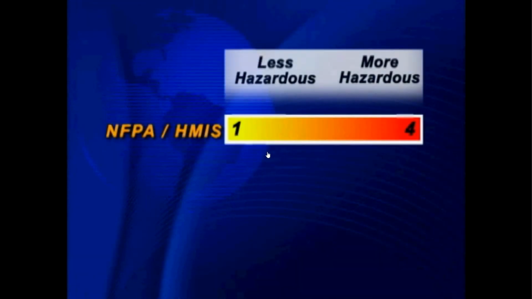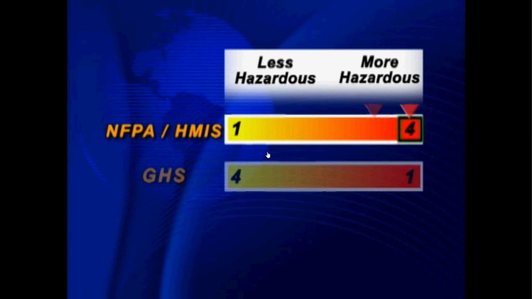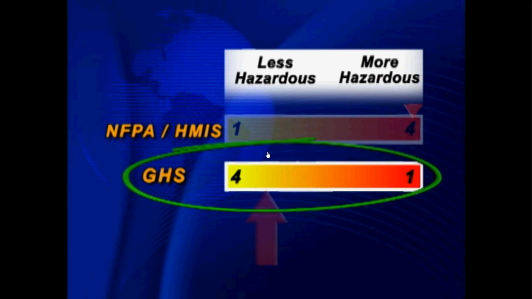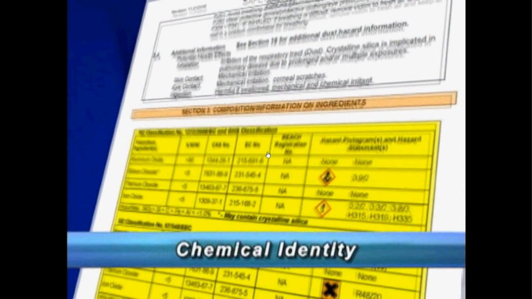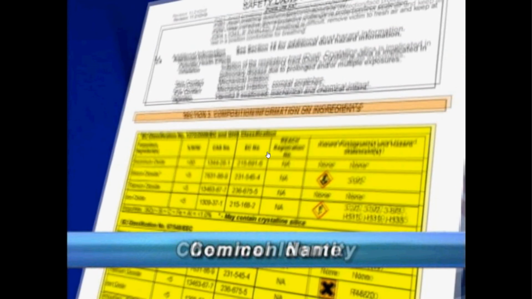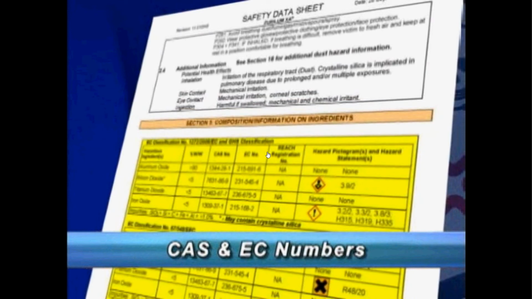By the way, if you're familiar with the NFPA HMIS system of classification, you may have noticed a difference here. Under the old system, hazardous chemicals were ranked from 1 to 4, with the higher numbers indicating a more severe hazard. Under the GHS, however, the classifications go in the opposite direction. Level 4 is less hazardous, Level 1 more hazardous. In Section 3, the material's chemical identity is listed, along with its common name, and such identifiers as its CAS and EC numbers.